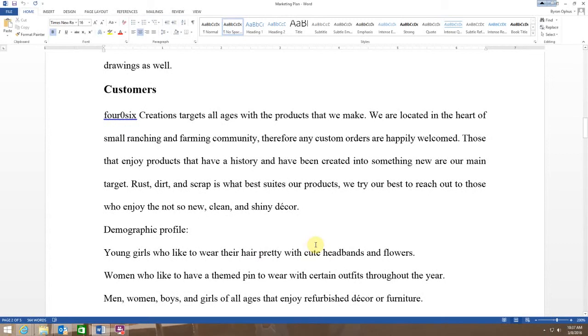I can tell you that when my wife and I were first married, we had no interest in refurbished decor or furniture because we couldn't afford it. So I think you're missing the point here. That doesn't mean that you can't sell to everybody, but it does mean that you should have a focused market segment. I'll let you decide what that is, but it's not everybody. If I had to guess, looking at your plan, it's going to be more of a middle-aged type of customer.